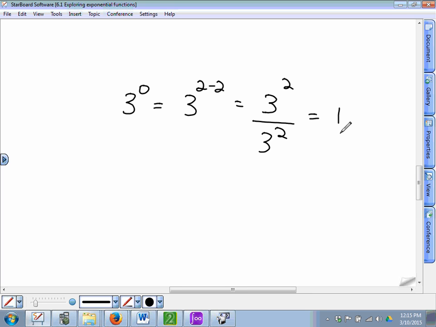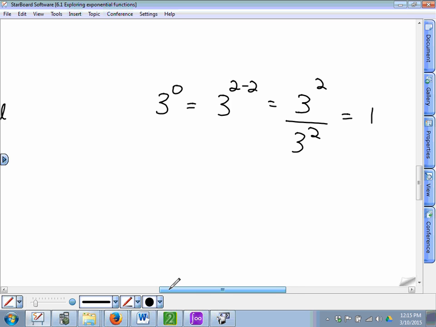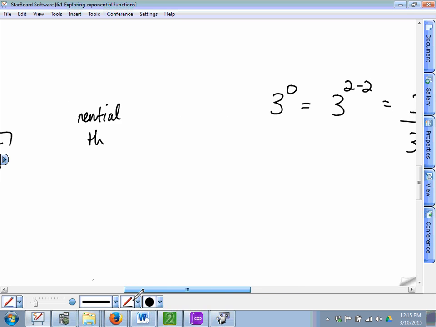1. You could have done this with any number, 5 minus 5 or 10 minus 10. Anything to a power of 0 is always equal to 1 because it's just something divided by itself. It's really confusing. Clear on that? It's kind of weird, isn't it? Math is weird, but it makes sense.